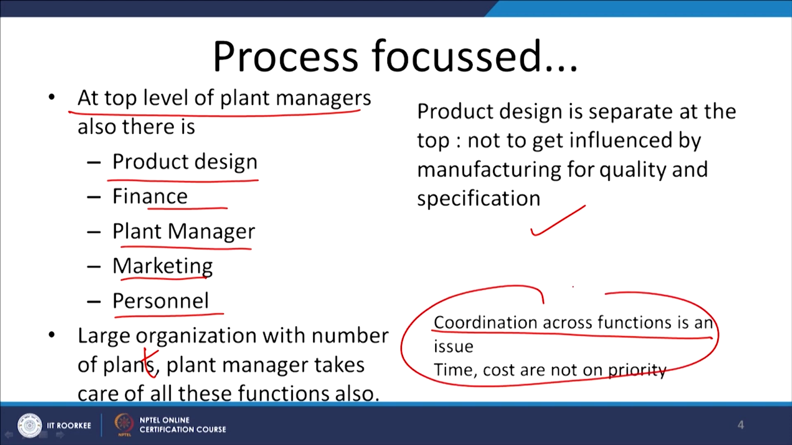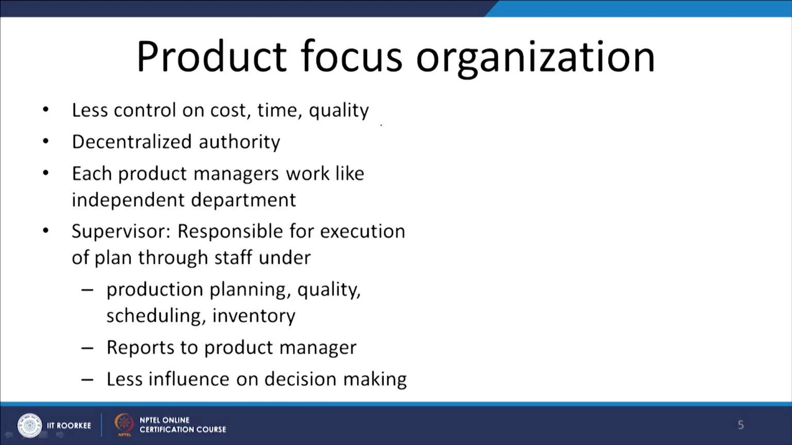In case of the process focused organizational structure, there is a problem related with coordination across the functions, and time, cost, etc., are not in priority. These are the features of the process focused structure. In case of the product focused organizational structure, because the things work continuously, there is a system, there is a procedure, and things will be done in continuation. So, there is less possibility for control over cost, time, and quality. The authority in this case is decentralized, so decisions will be taken even at the lower level, at the supervisory level also.